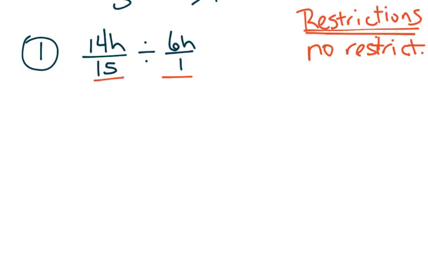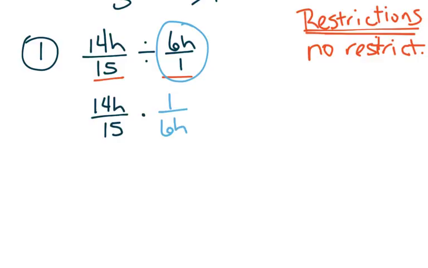All right, so I'm going to come on down here. 14h over 15 times, I'm flipping this, 1 over 6h. Now, do you see why it's helpful to put that 1 in the denominator when we have a whole number? Otherwise, we might get confused what goes on top. Now, I'm going to multiply straight across. 14h over 6 times 15 is 90, so 90h.